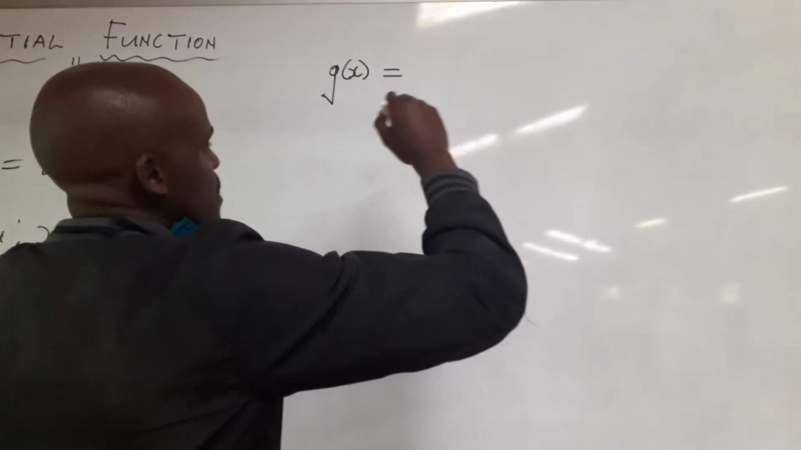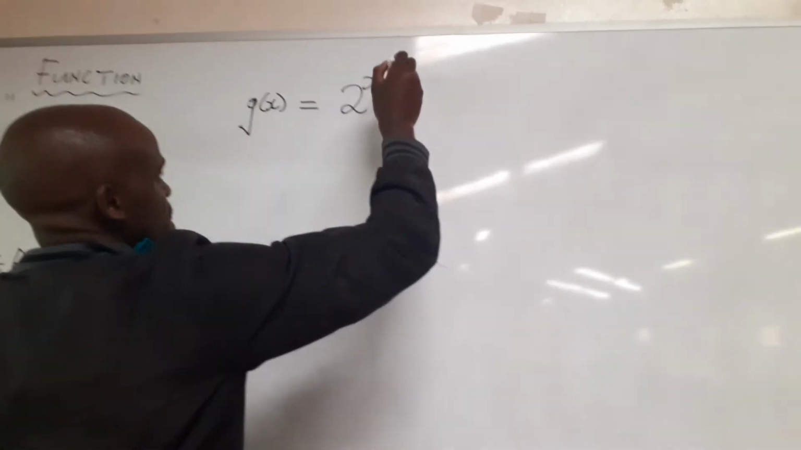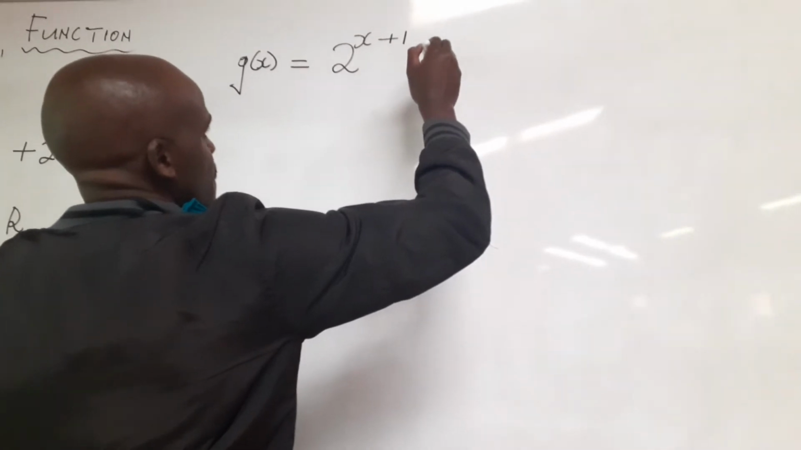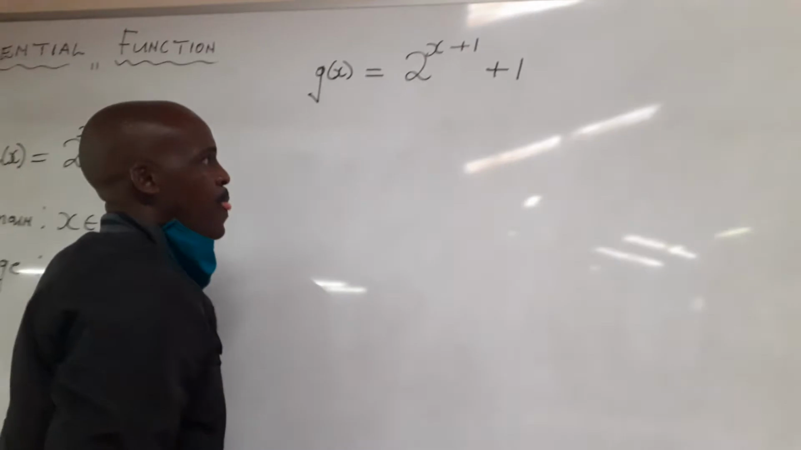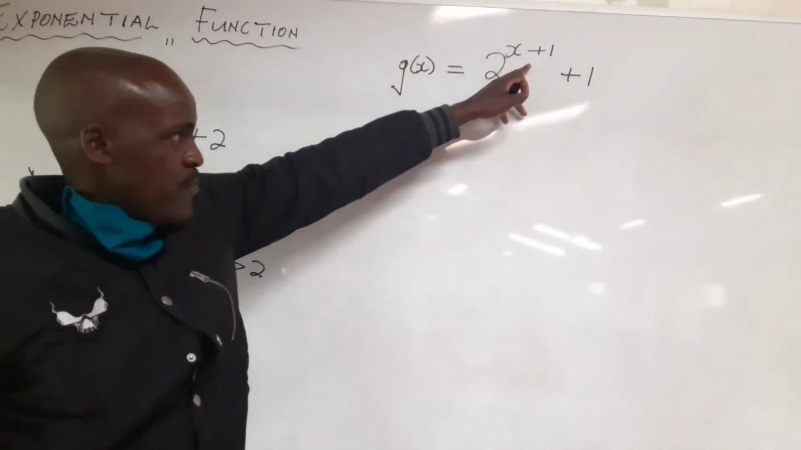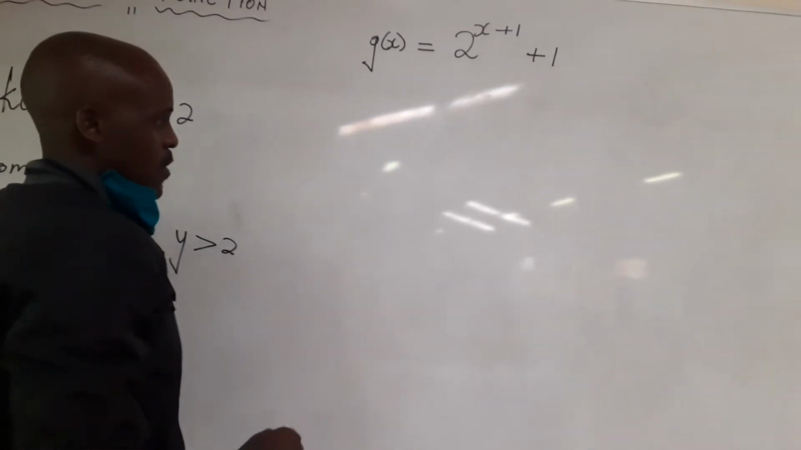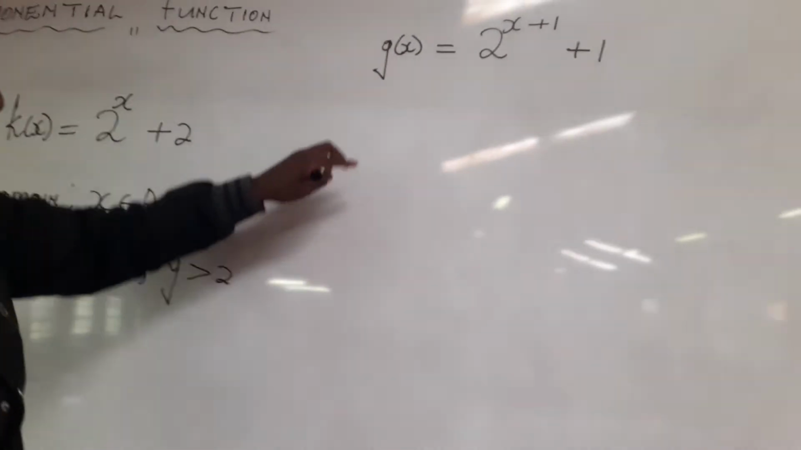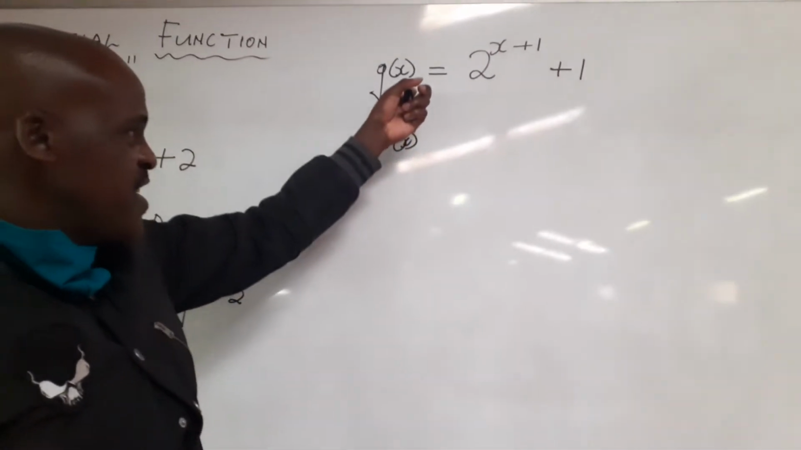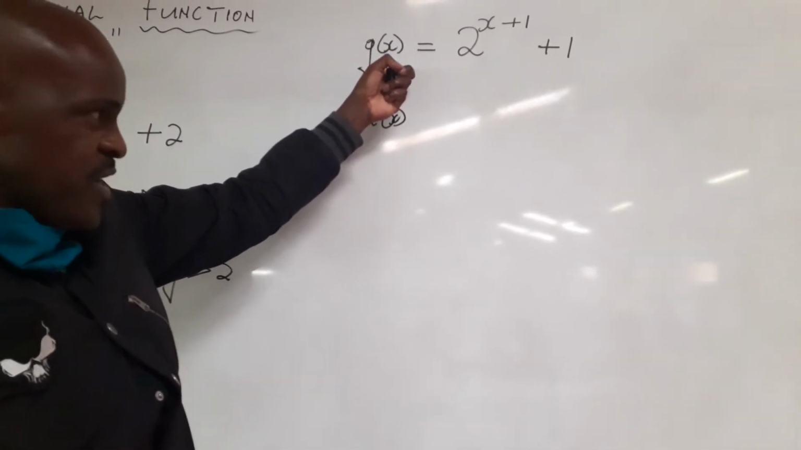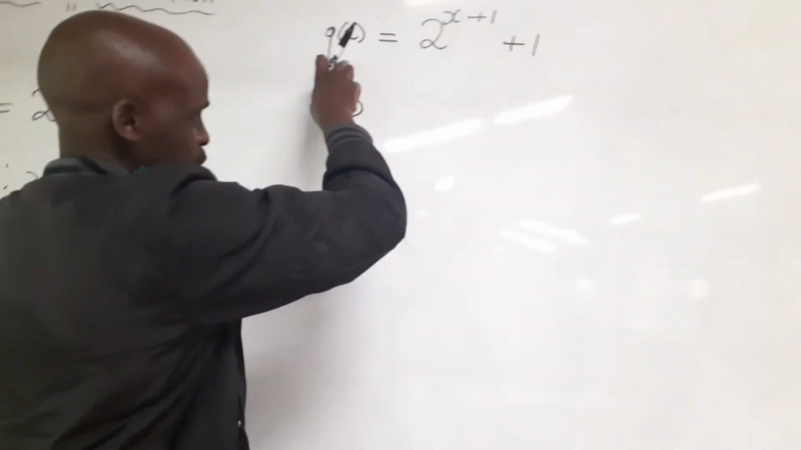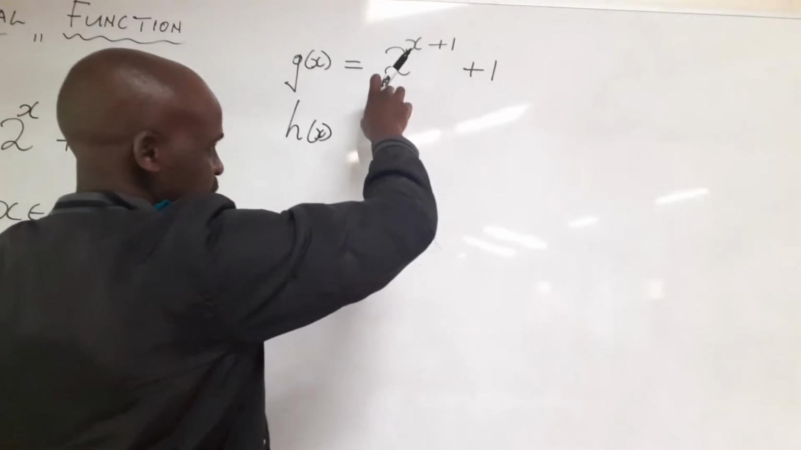g of x is equal to 2 exponent x plus 1 plus 1. So this means that this graph shifted 1 unit up and 1 unit to the left, since we said plus 1. Therefore, I want us to sketch the graph of h. The graph of h will be produced by shifting g 1 unit to the right, 1 unit down. Shift the graph of g 1 unit to the right, 1 unit down.